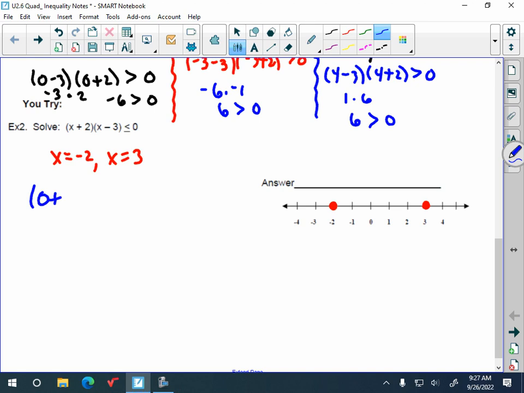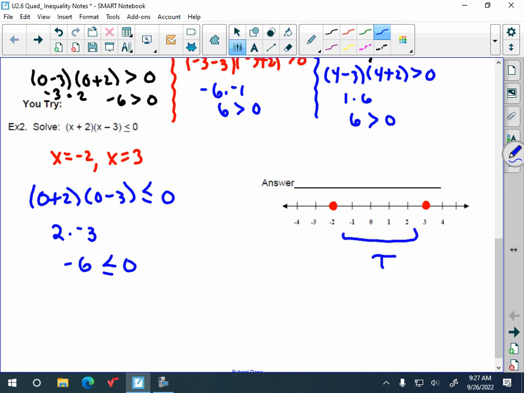All right, so 0 plus 2 times 0 minus 3, is that less than or equal to 0? So 2 times -3 is -6. Right? So -6 is less than or equal to 0, that's true. So this whole area, this interval, is true because 0's in that interval.